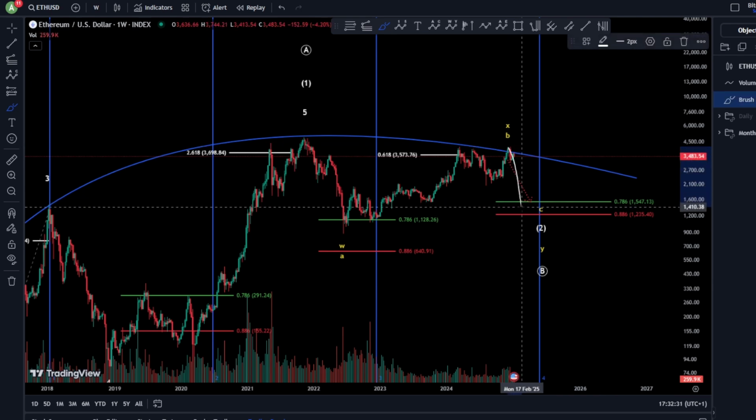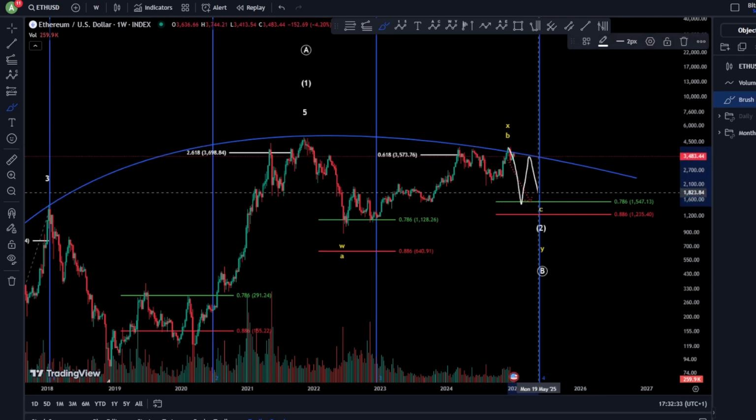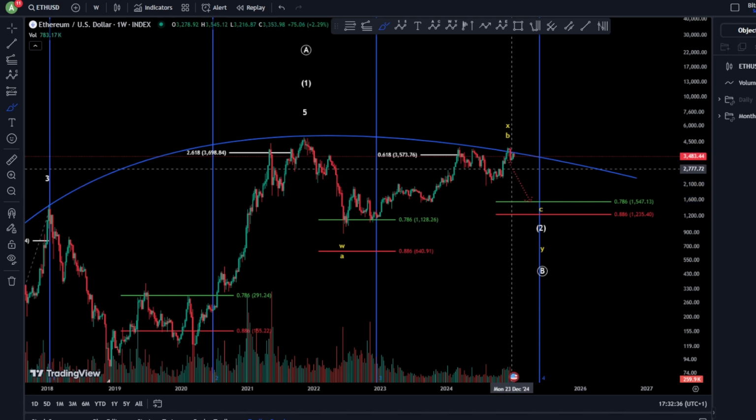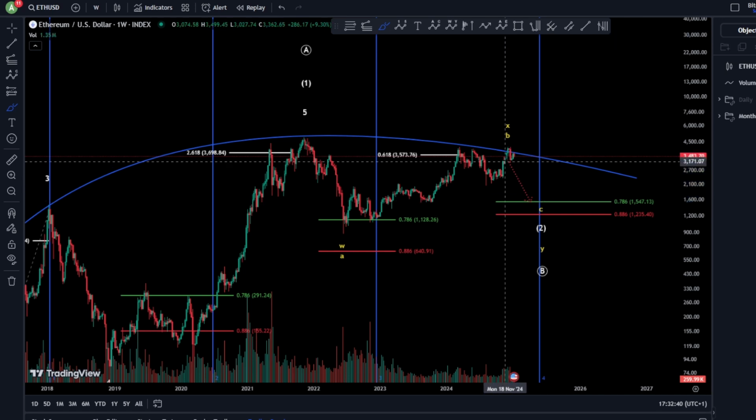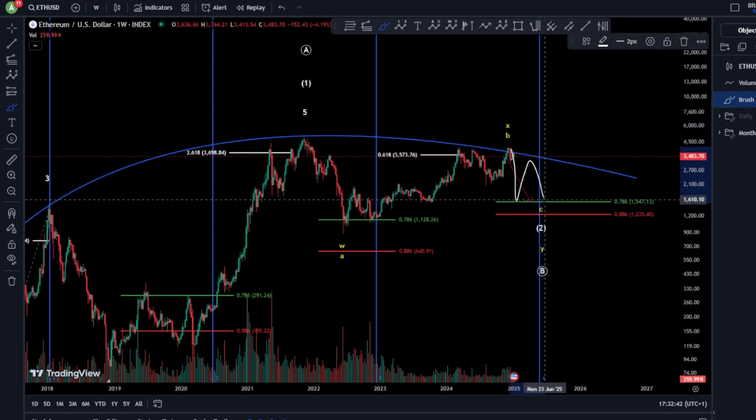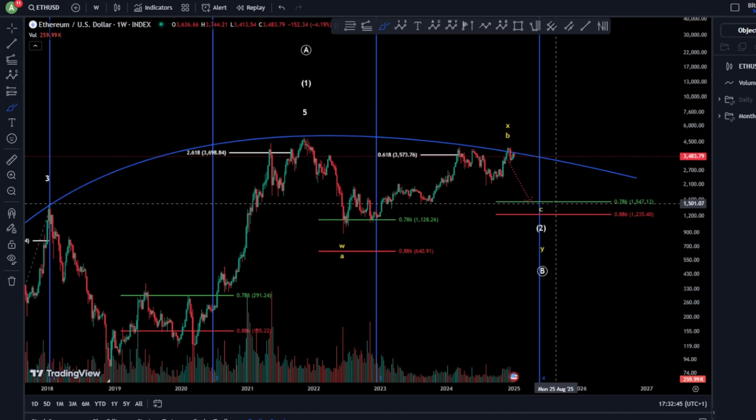In a triangle, you will hit it directly with a wave A, B, C, D, E. Or with a zigzag, you will hit it in the wave C. In a flat, probably in your wave A and or with your wave C as well.